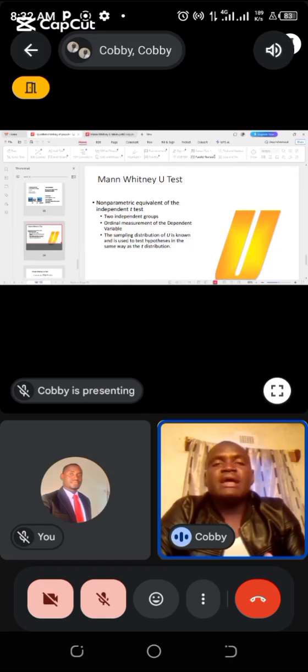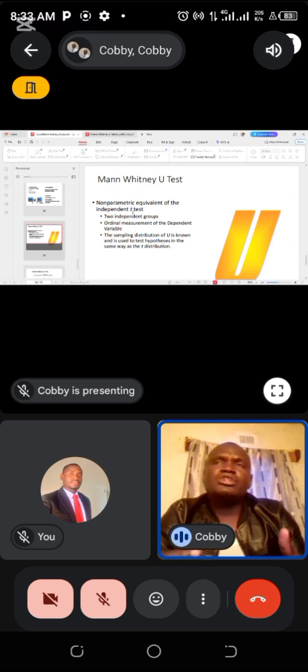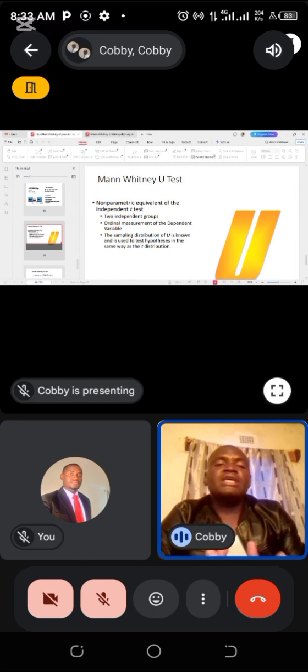Going to look at the Mann-Whitney U-test. This is a non-parametric test which is equivalent to the independent t-test. When we talked about the t-test, we said the t-test is used to compare two independent groups. So we have maybe females and males, and we want to compare maybe in terms of performance how they are performing in class. We want to find out, is there a significant difference in terms of performance between male and females? So we can run a t-test to test that hypothesis.